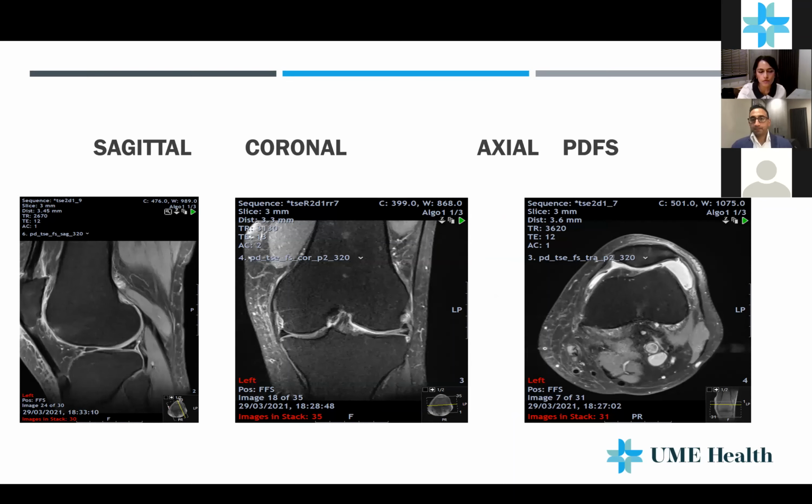And these are what we call PDFS sequences. So the signal from the fat has been nulled, and so anything bright is fluid. So an effusion on the far right is bright, and we use this sequence really as a workhorse sequence in MRI imaging. It gives excellent detail for the menisci and the cartilage, and also if there's any fluid or edema.